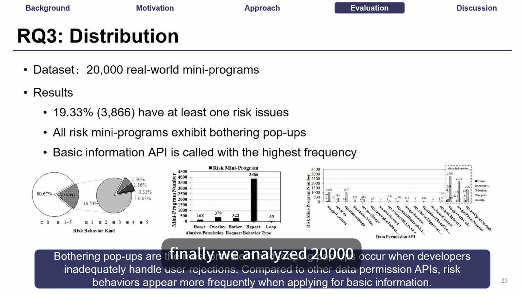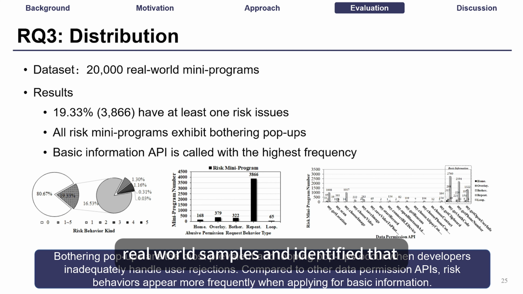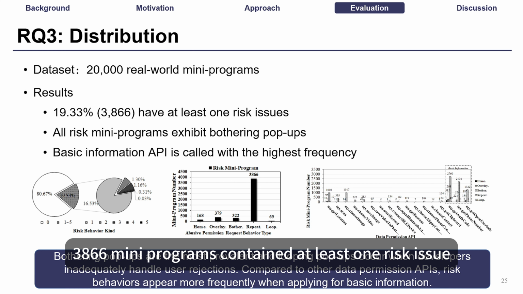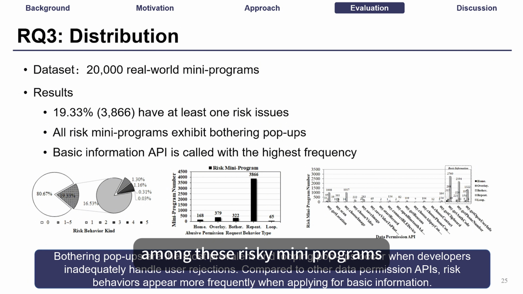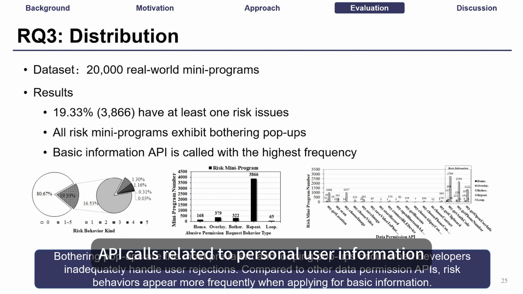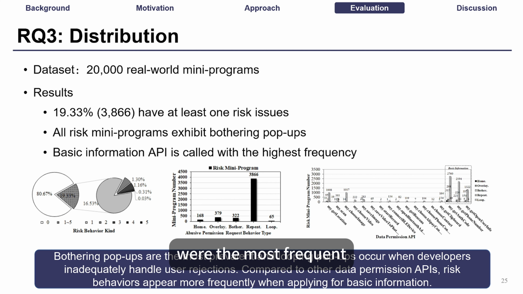Finally, we analyzed 20,000 real-world samples and identified that 30,866 Mini programs contained at least one risk issue. Among these risky Mini programs, each had the bothering pop-up issue. Among all permission request issues, API calls related to personal user information were the most frequent.